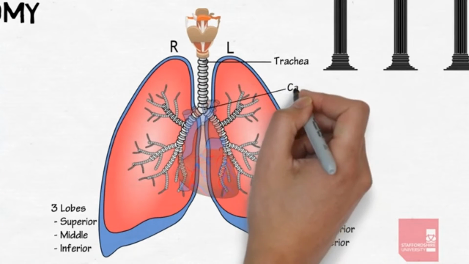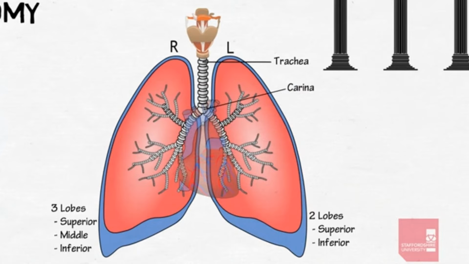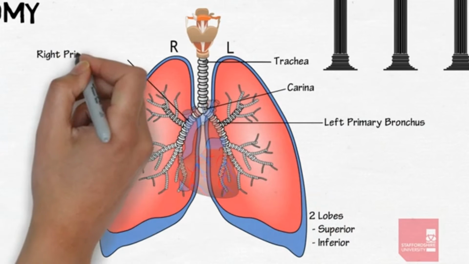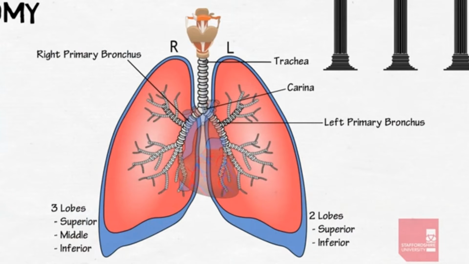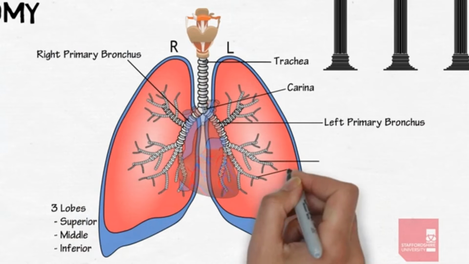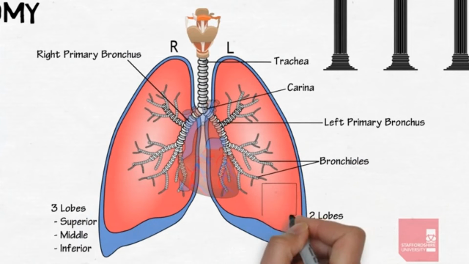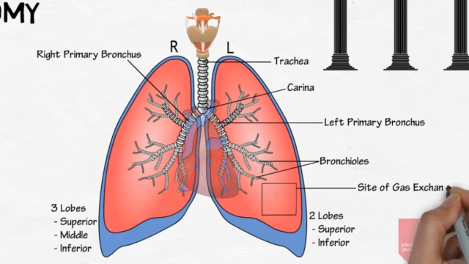The trachea then divides at a structure called the carina, which is around the level of the 5th intercostal space, and becomes the left and right primary bronchi. These enter the lungs alongside pulmonary arteries and veins and divide again into secondary bronchi and bronchioles. These continue to divide until they reach the site of gas exchange, the alveoli.